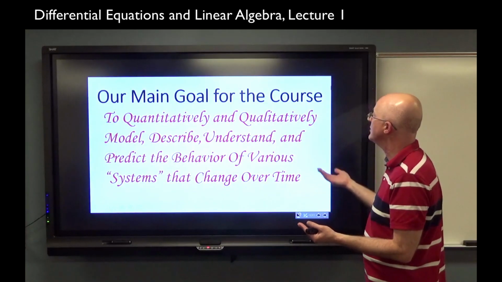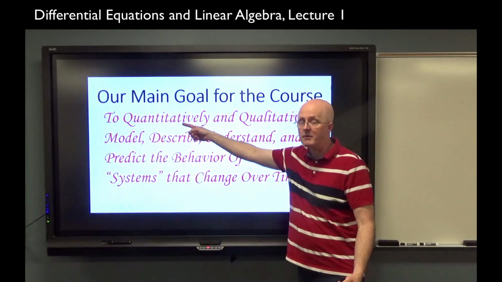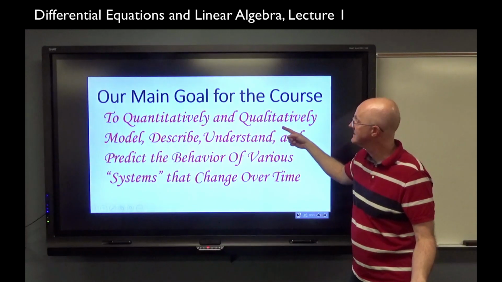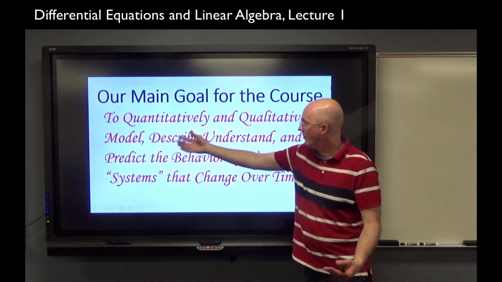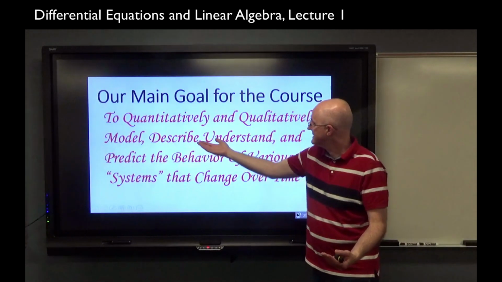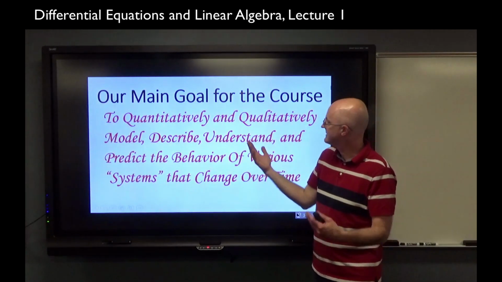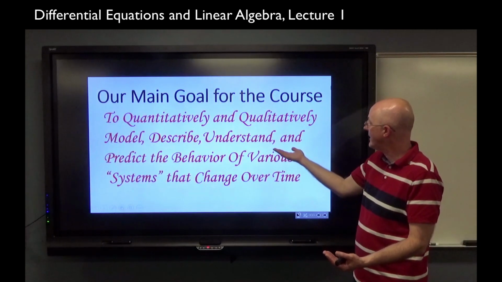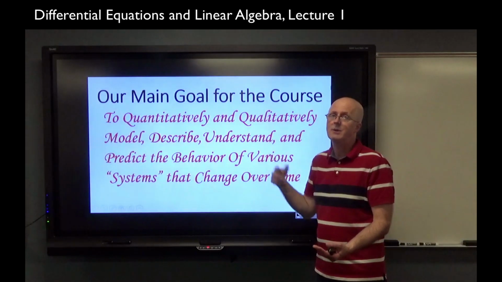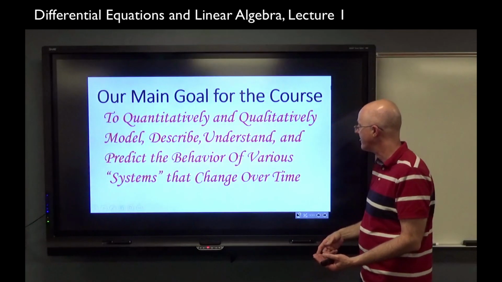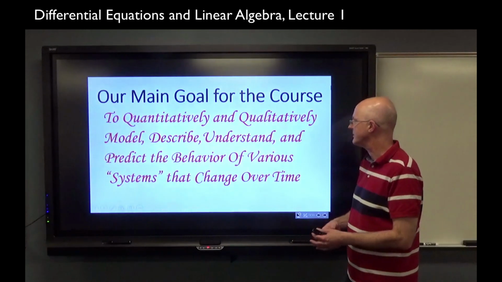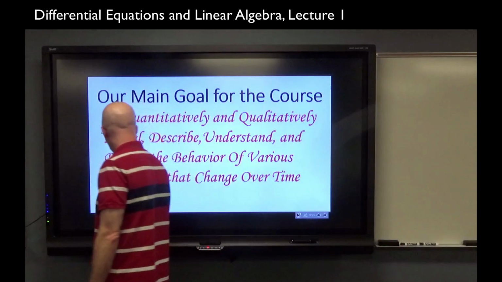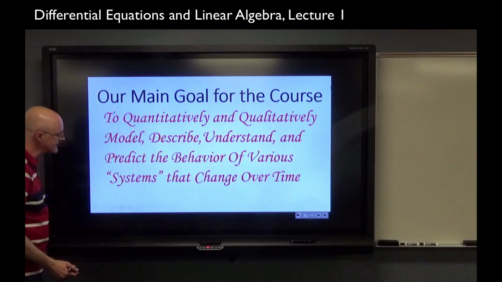We want to quantitatively, with numbers and with formulas, and qualitatively with graphs and verbal descriptions, model something hopefully accurately about the world, describe it, use words to say what you see in the graphs, for example, understand. Do we really understand it? Well, we hopefully will at least understand the math, even if we don't understand all the implications for real life. And then make predictions. Use the formulas to make predictions about the future for these systems that change over time. What are the typical kinds of behavior that we're going to see in these systems?